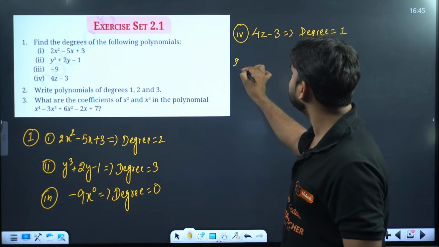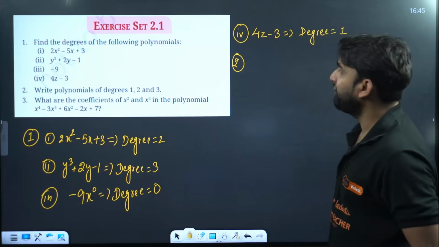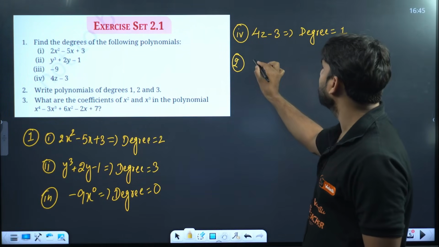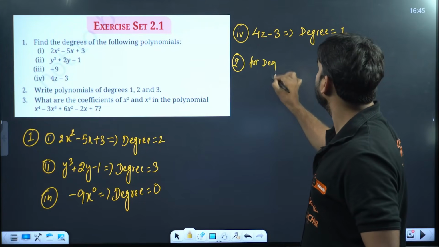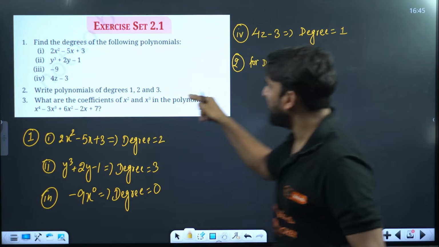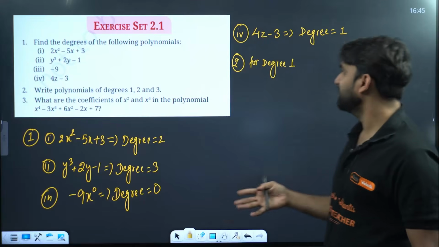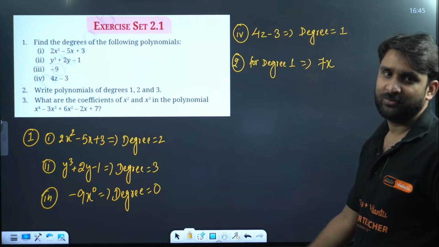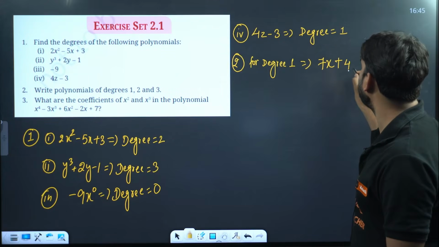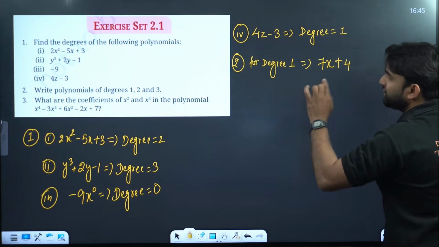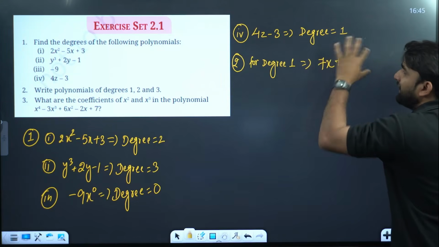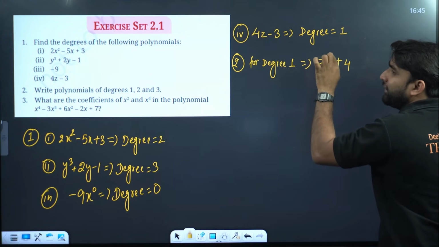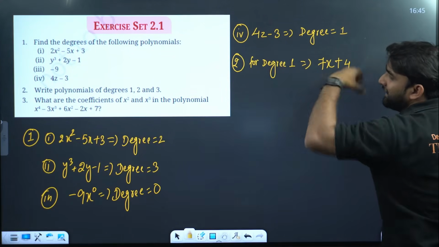Now the second question. Write a polynomial of degree 1, 2, 3. Okay, so we have to write a polynomial for degree 1, 2, 3. For degree 1, the answer may vary, because some students may write only 7x. This is correct. 7x plus 4 is also correct, because for degree 1 we just need x to power 1. Whatever constant you write doesn't matter.